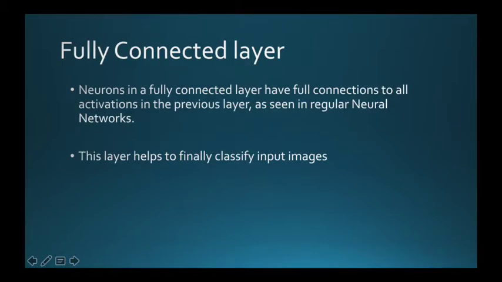After several convolutional and max pooling layers, the high-level reasoning in the neural network is done via fully connected layers. Neurons in a fully connected layer have full connections to all activations in the previous layer, as seen in regular neural networks. Their activations can hence be computed with a matrix multiplication followed by a bias offset. This layer helps to finally classify input images.